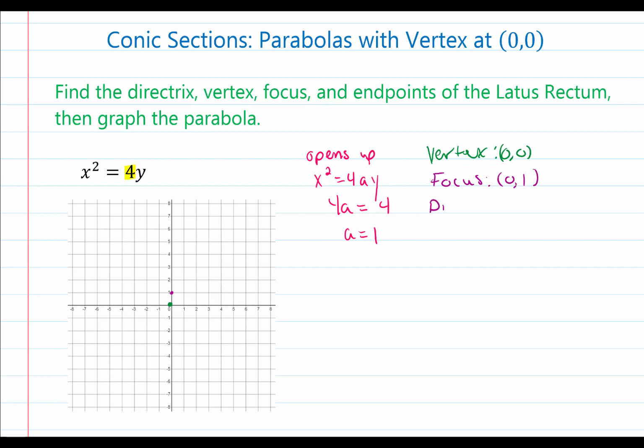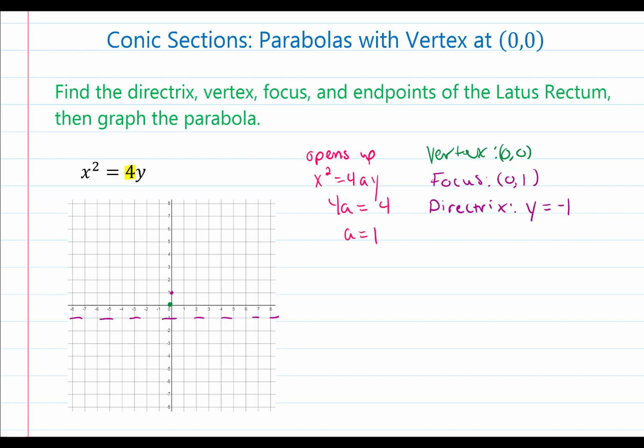The directrix will be 1 unit in the opposite direction, and we also know it's a line. Because the line will not intersect the vertex or the focus, and it must be either horizontal or vertical, in this case it's going to be a horizontal line. We will use an equation to define that horizontal line, and the equation is y equals -1.